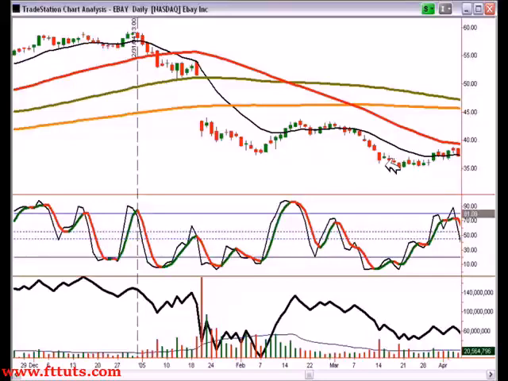Okay, so that's unbalanced volume, and it can be a very good supplemental indicator when used along with your volume histogram and all your other indicators.